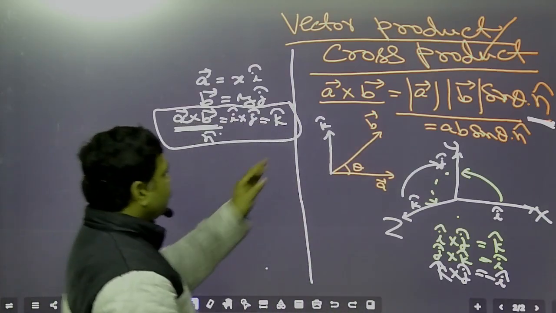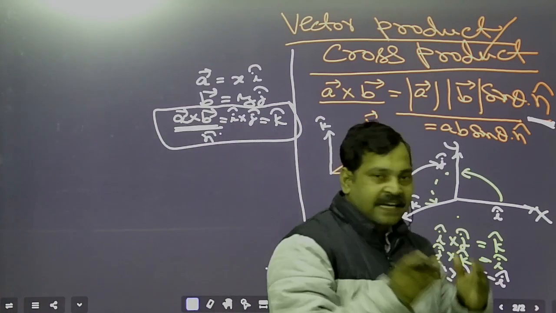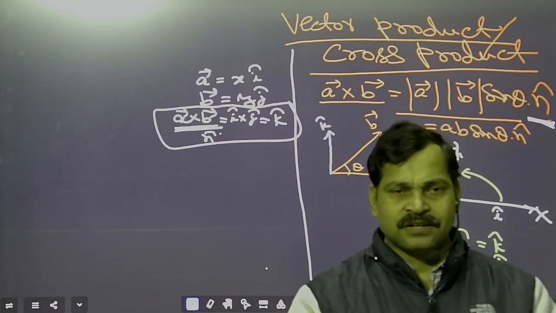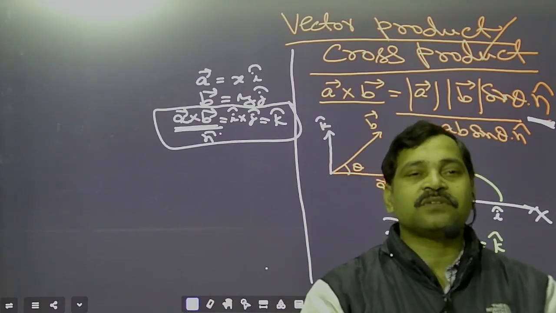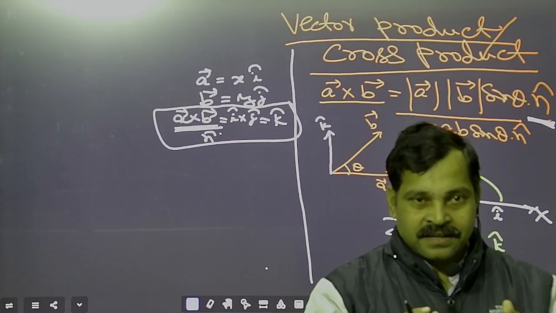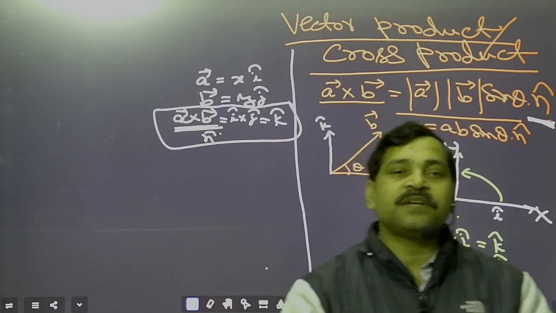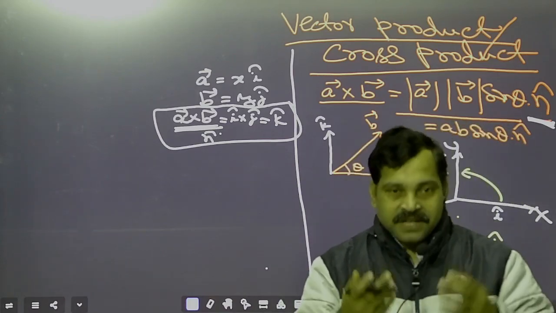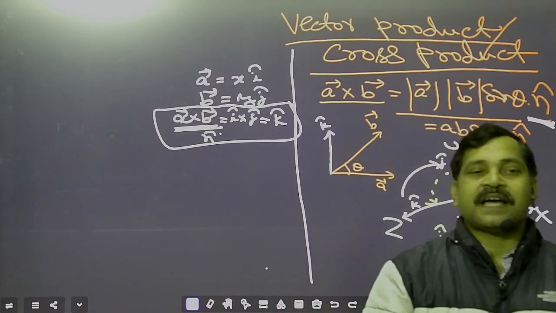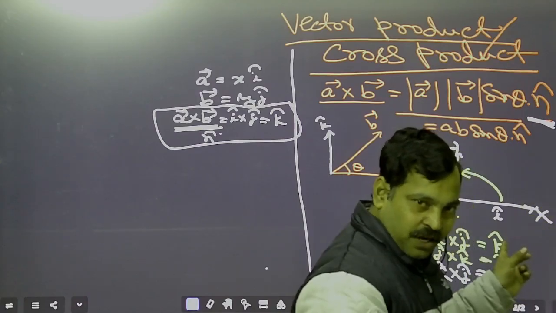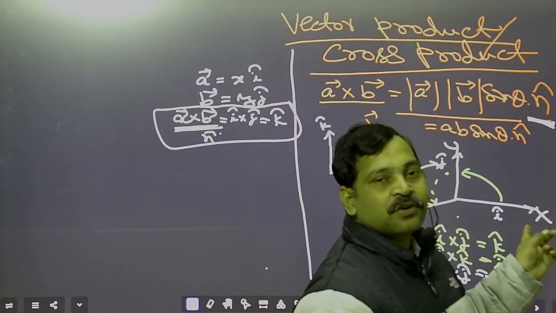Similarly, if these vectors are given in terms of their rectangular x, y, z components, then we can find out their cross product by framing a determinant. So the magnitude will be given by the determinant value, and the direction we can find out by putting the formula to find a unit vector of a given vector.